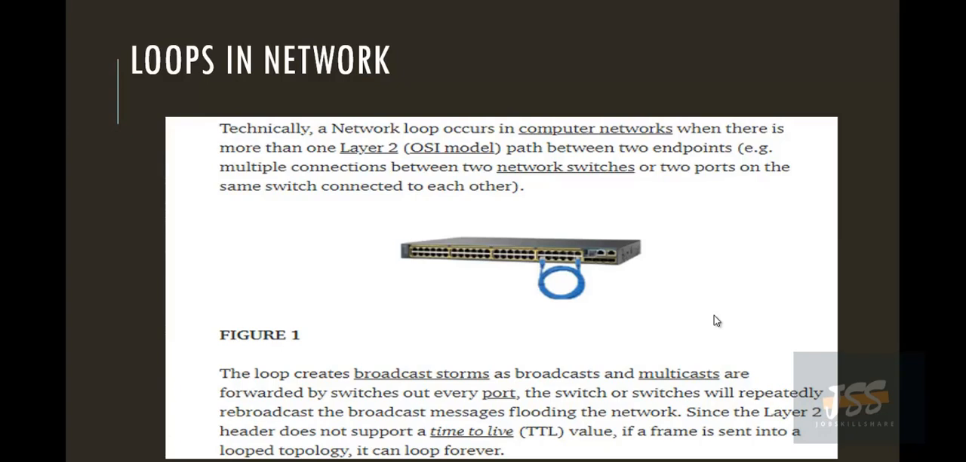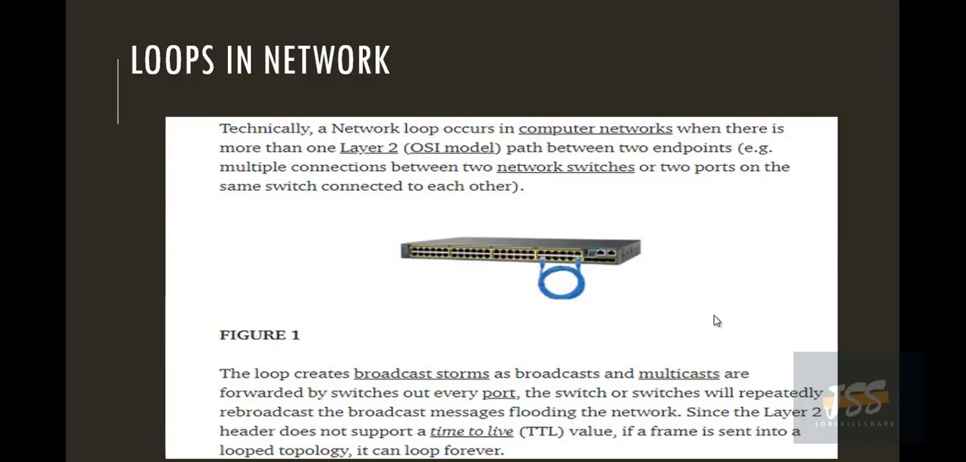The loop creates broadcast storms, as broadcast and multicast are forwarded by switches out of every port. So the switch or switches will repeatedly rebroadcast the broadcast messages. It will flood the network. This message would be broadcast from every port, and it will flood and congest your network.